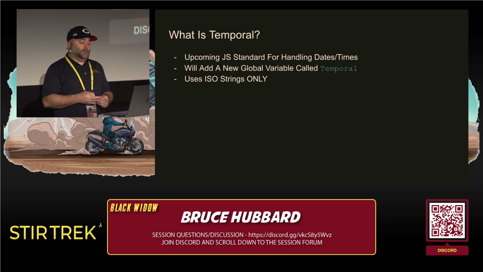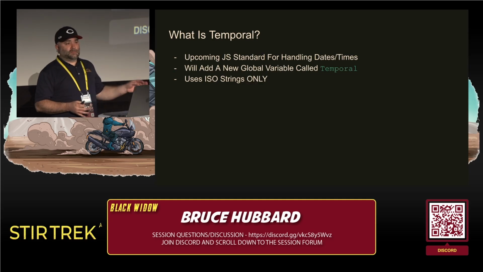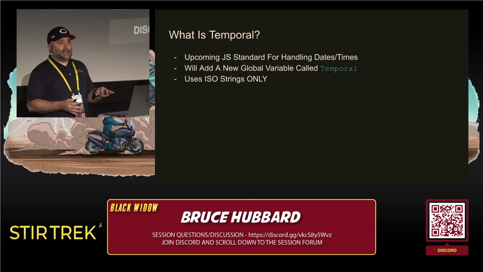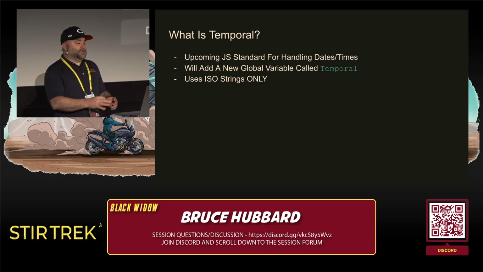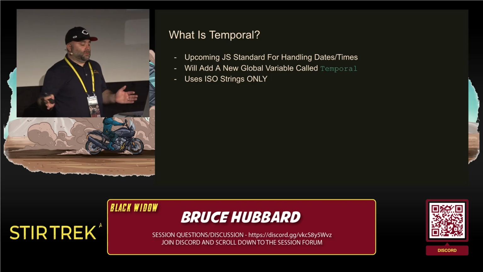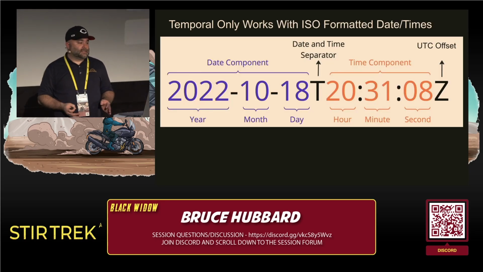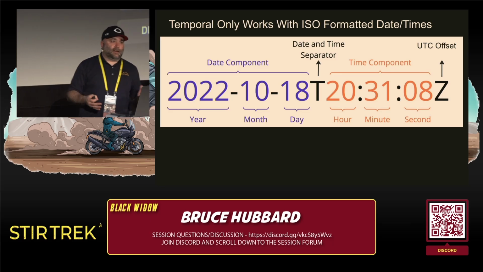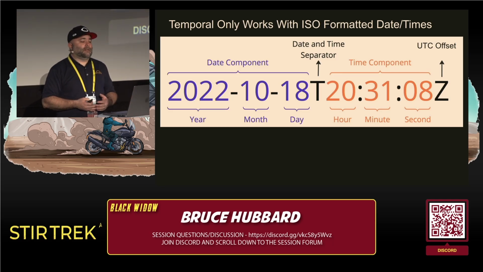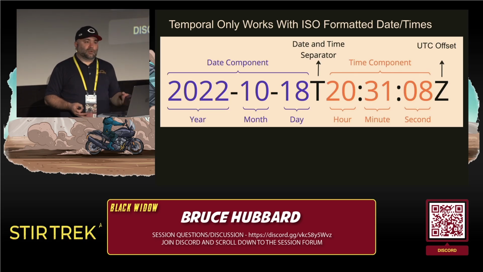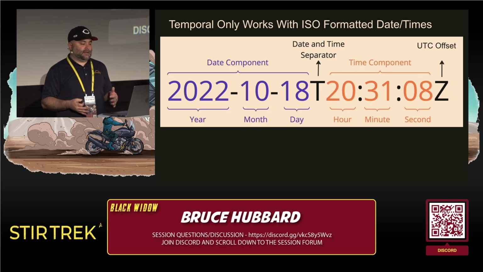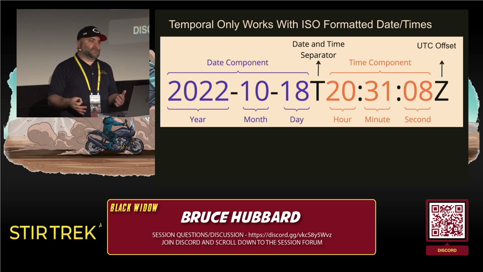And then it uses ISO strings only. So you saw some examples where I was using slash dates. You can't use those with temporal. It has to be an ISO formatted string. So if you don't know ISO formatted strings, they basically look like this. I'm sure if you've been developing for any length of time and dealt with dates, you've seen these. You know, the first kind of portions are the date, and then a T that separates the date and the time, and then a time component. Sometimes these can have milliseconds on it also.